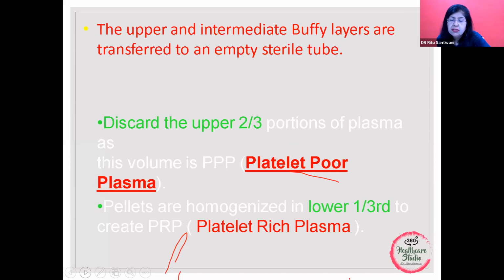So here, as you have shown, once we do the centrifugation the first time, the upper two-thirds portion we have to discard as PPP, platelet-poor plasma. The pellets are homogenized in the lower one-third to create the PRP.